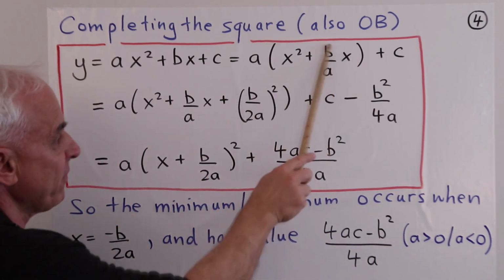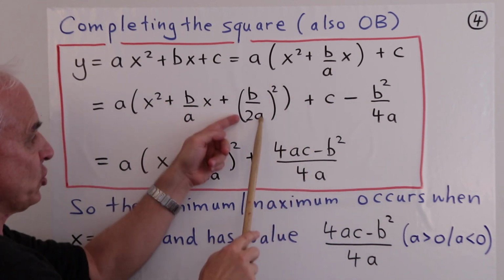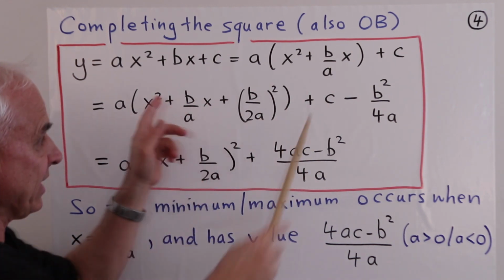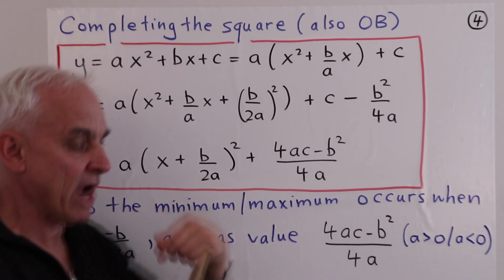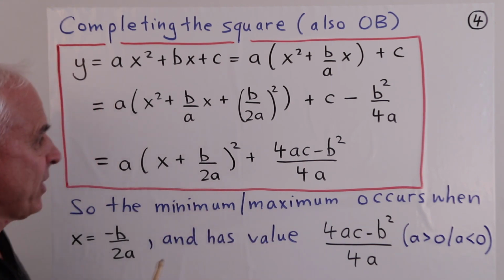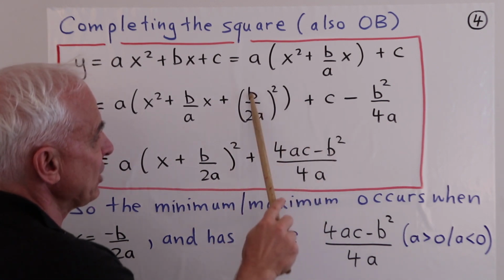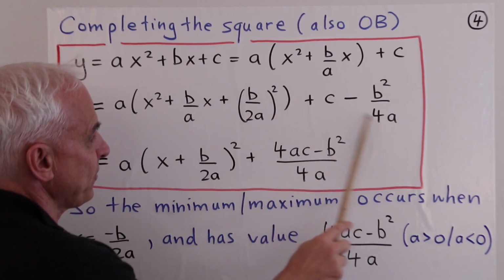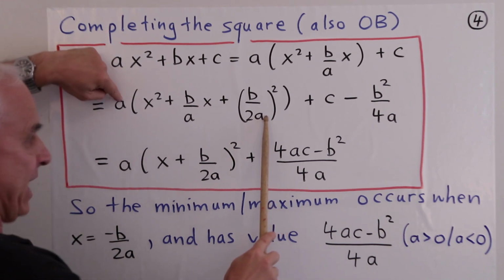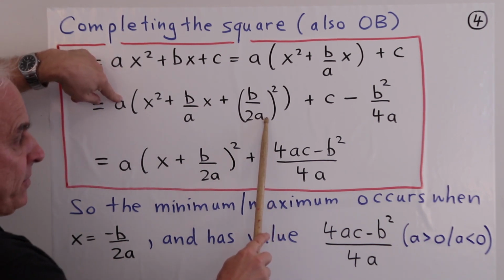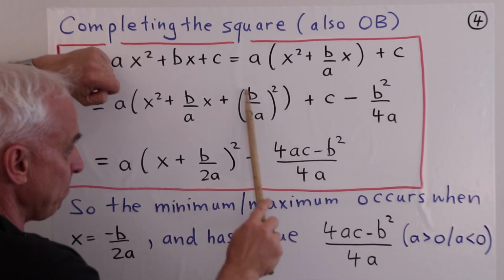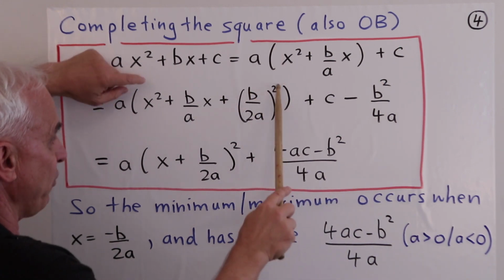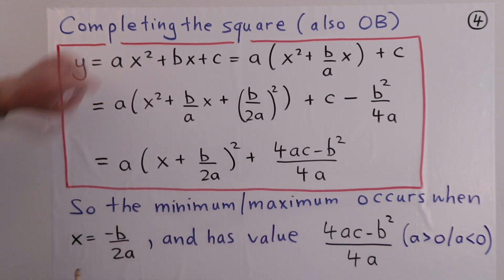So we're going to take half of the coefficient of x, so that's b over 2a, and we're going to square it, and we're going to add it inside the brackets. To compensate for that, we're going to have to subtract the same quantity outside the brackets. So we're going to subtract b squared over 4a, not 4a squared, because there's an a also multiplying here. Okay, so if we subtract b squared over 4a, that exactly compensates for the plus (b over 2a) squared that we've put inside the brackets there. So equality is still maintained.